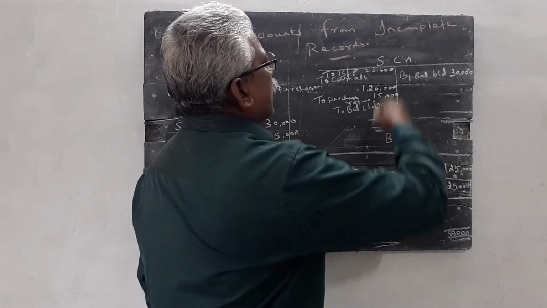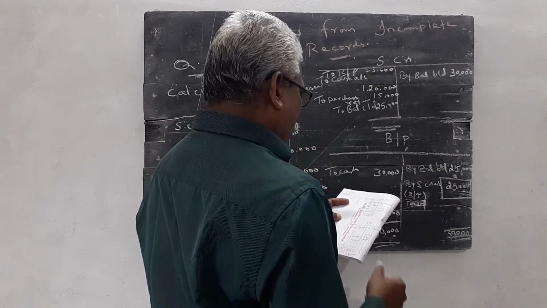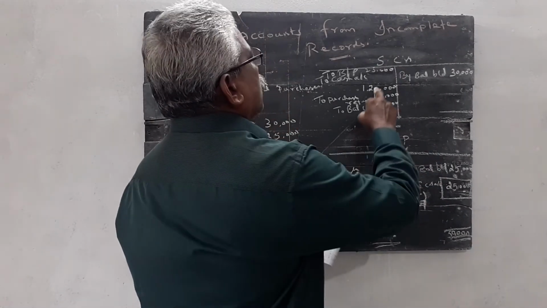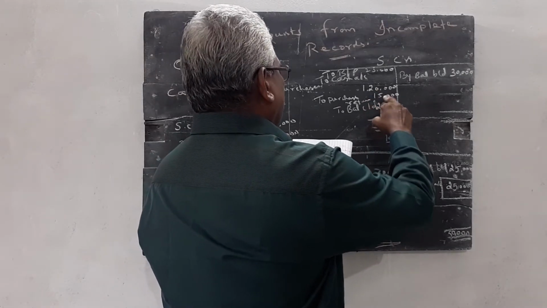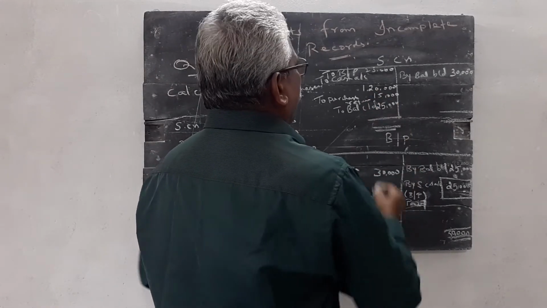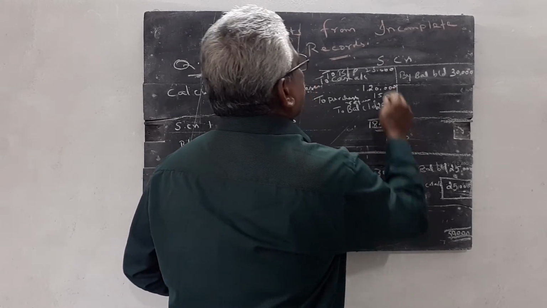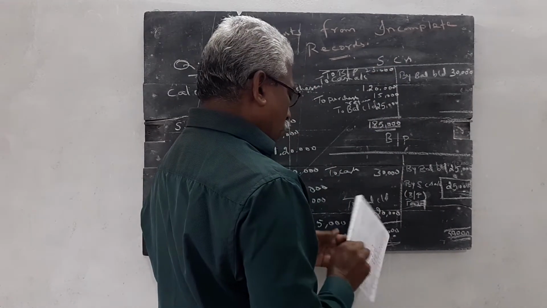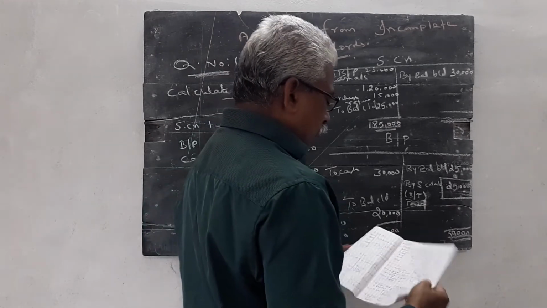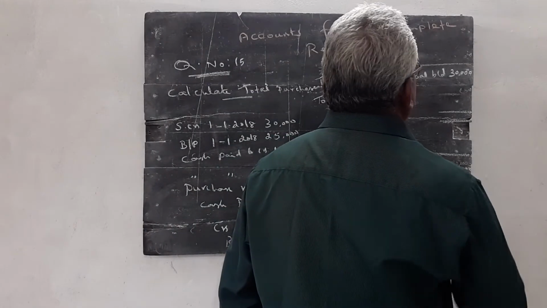Then we just total it. 25,000 plus 1,20,000 plus 15,000 plus 25,000, we will get 1,85,000. The total of debit side is 1,85,000. The same 1,85,000 is entered here also.